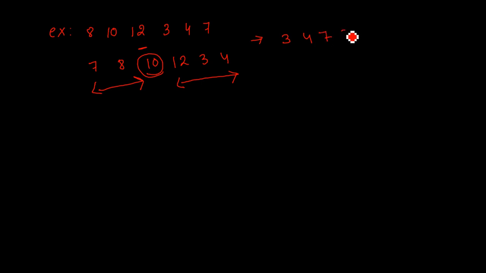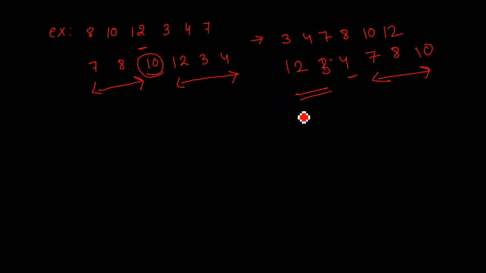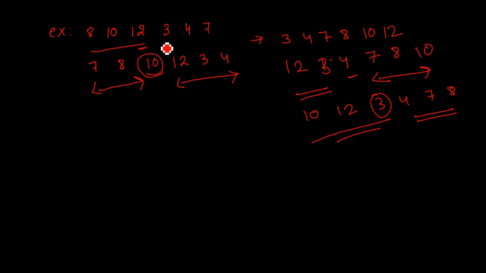So let me write here like this: 8, 10, 12. Now I will just rotate by 1: 3, 4, 7, 8, 10. Now our mid will come here, and you can see this part is sorted, not this. Again, if we rotate like this: 10, 12, 3, 4, 7, 8, now we can see this part is not sorted, but this is the sorted part. The next thing is here only. This is sorted, but this is also sorted. So there is always at least one part that is sorted.